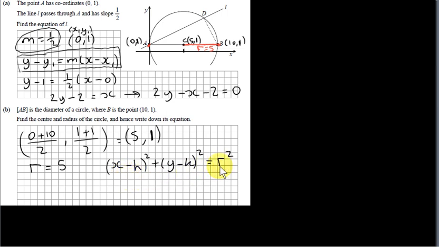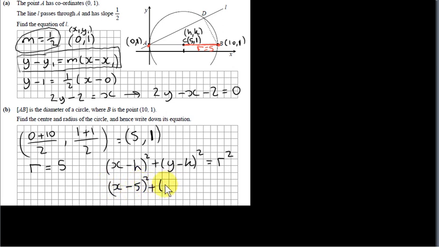Now this is the formula for any circle. This comes from Pythagoras' theorem, as was explained in a previous video. So h and k refers to the center of the circle. So h is 5, k is 1. And the other parameter we need is the radius. So the center and the radius is enough to define a circle, to specify a circle. So h is 5, that's the x value of the center.